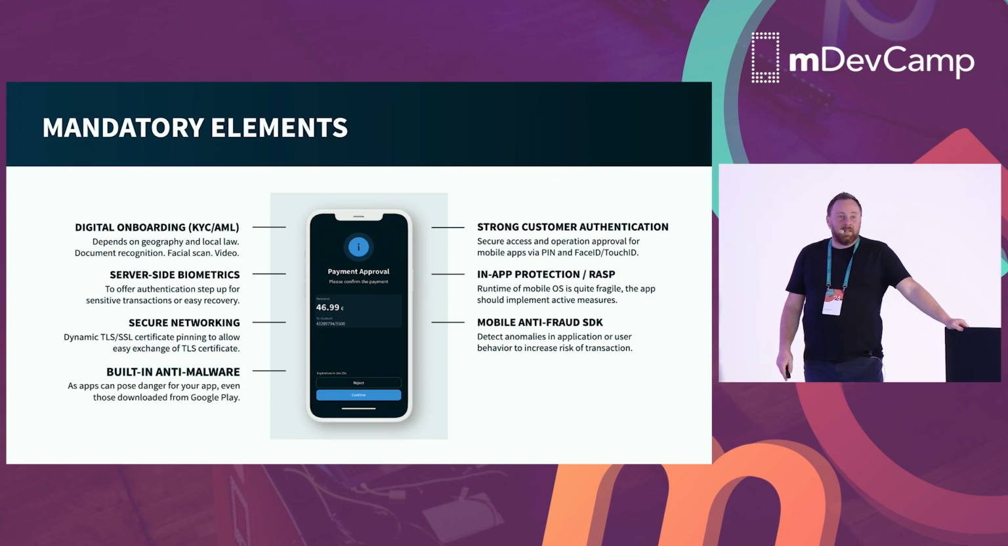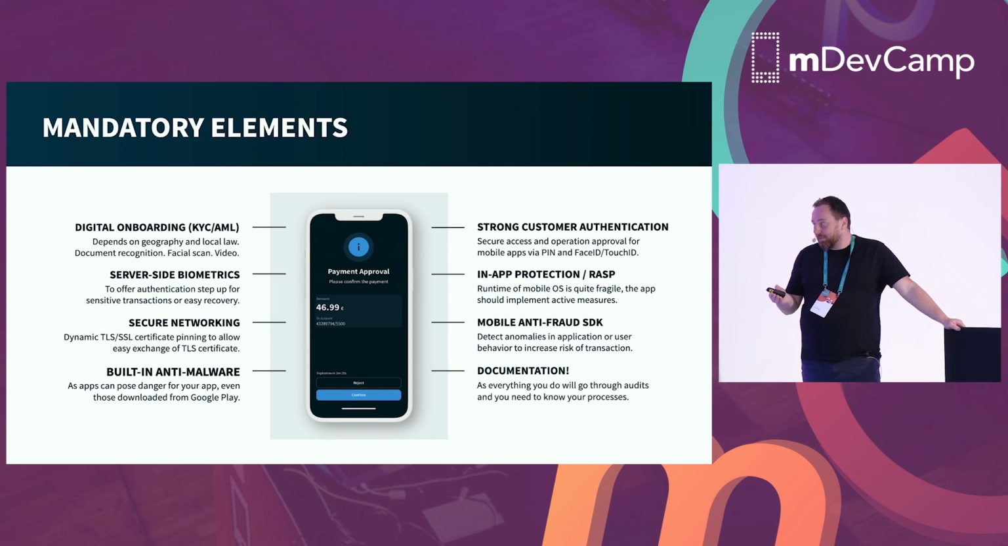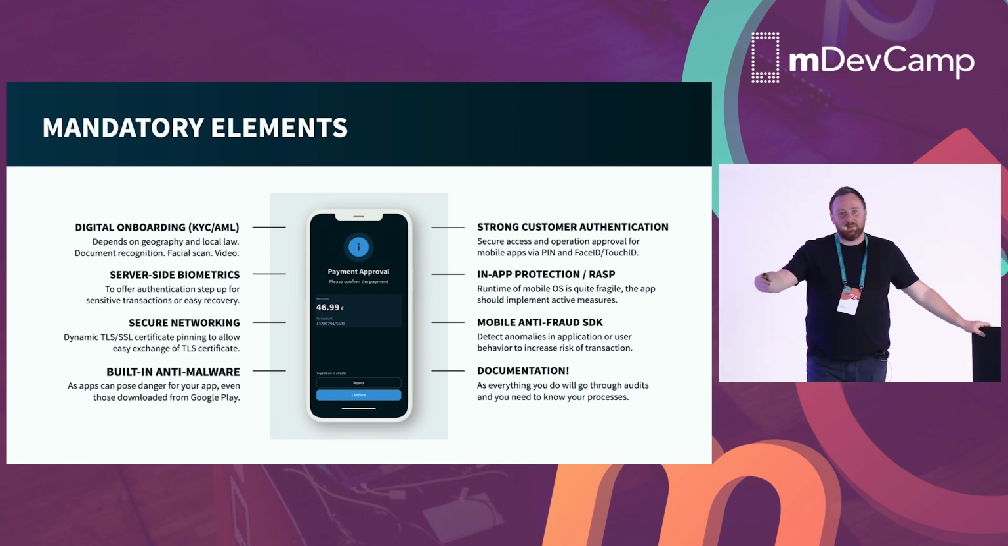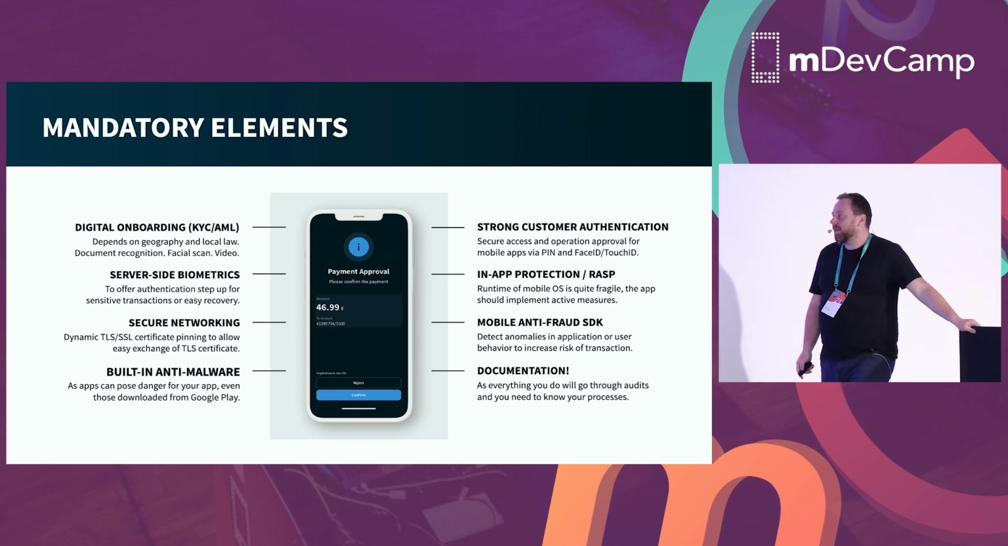Then built-in anti-malware, again, legislation actually forces you to check for malware on mobile devices. This is currently only relevant on Android. And finally, something that you can do yourself is documentation, boring stuff that you typically skip. But if somebody asks you about how do you do these things, you should be able to promptly answer. So that's a bit of an overview. I don't think it's definitive.